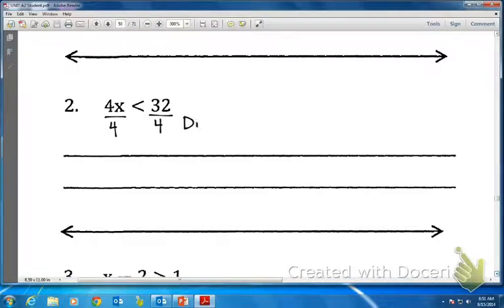So this is the division property of equality, or of inequality, I should say. Division property of inequality. Sorry, I wrote that wrong in the first one. Division property of inequality. So when I simplify 4 divided by 4, those are multiplicative inverses, so those simplify to 1. So I get x is less than 32 divided by 4, which is 8.